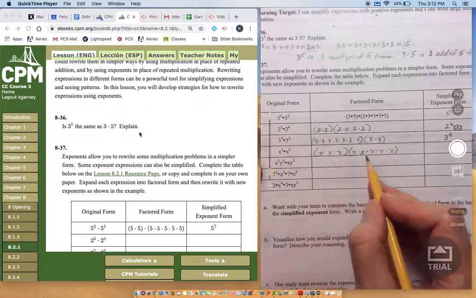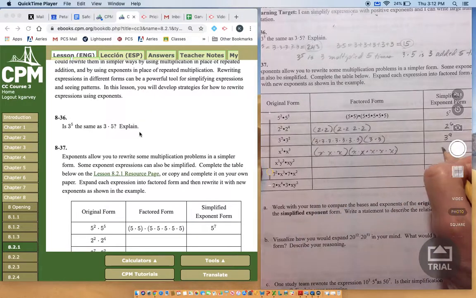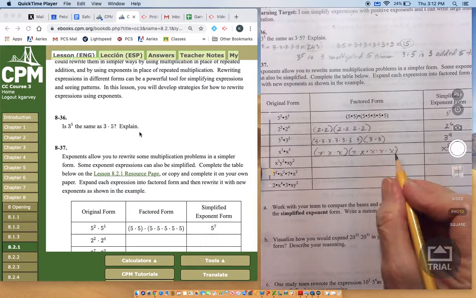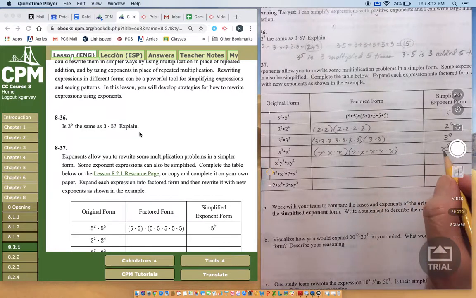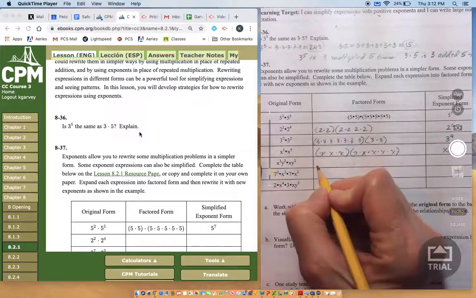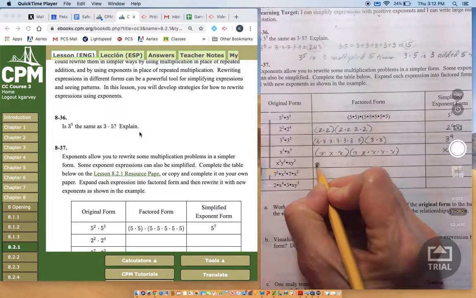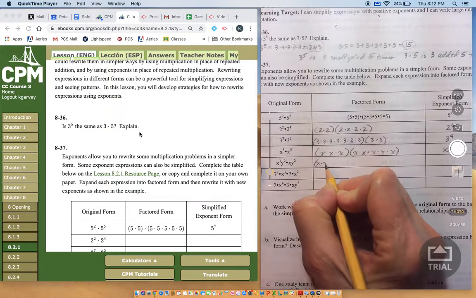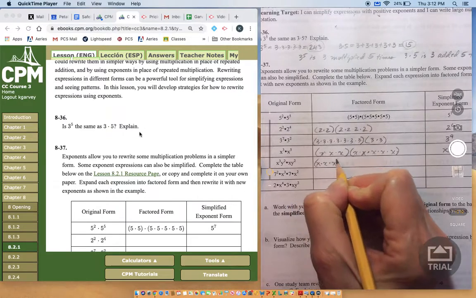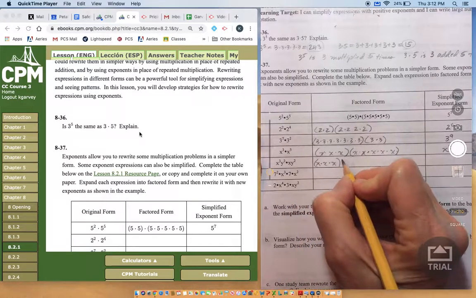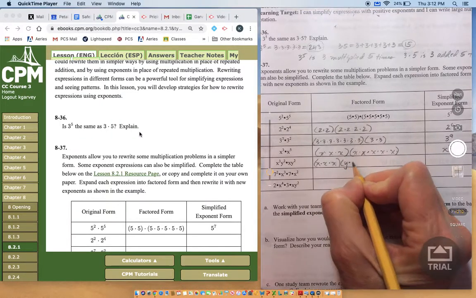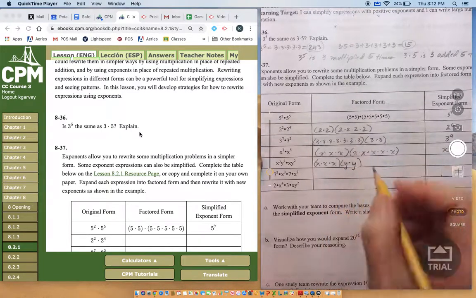One, two, three, four, 5, 6, 7, 8 x's. X multiplied times itself 8 times, x to the 8th power. This one, x to the 3rd power, is x multiplied times itself 3 times. And then y times itself twice, y to the 2nd power.